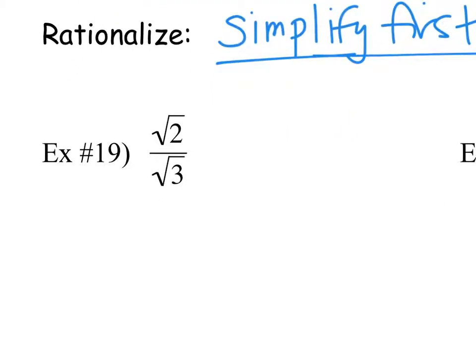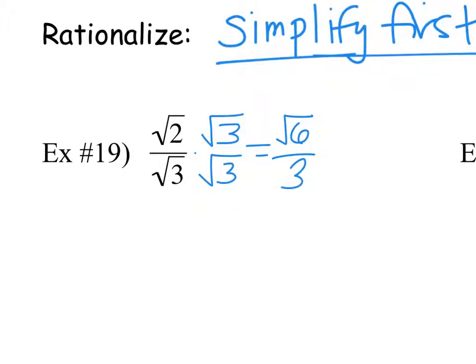So do you remember how to get rid of that rad 3? We did this last semester. Yes, exactly, good. Multiply top and bottom by rad 3. It's called rationalizing. So rad 2 times rad 3 is rad 6. And rad 3 times rad 3 is rad 9, which is 3, exactly. And that's rationalized. These are exactly the same. Rad 2 divided by rad 3 is equal to rad 6 over 3.